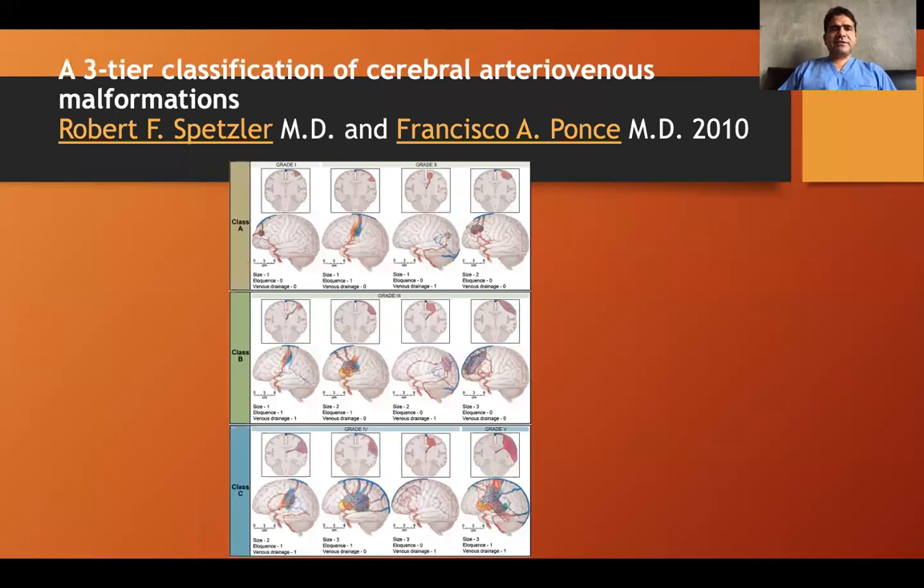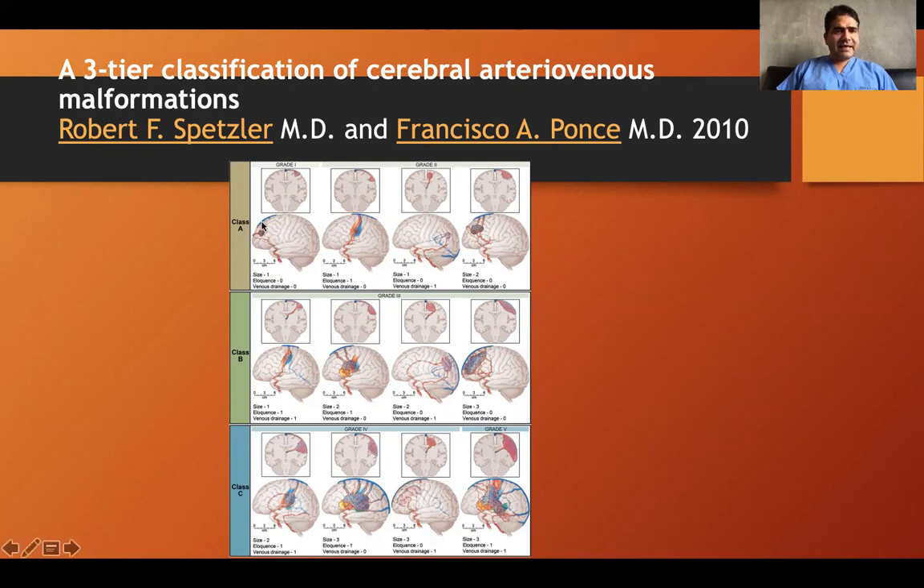Again, there is a 3-tier classification made by Spetzler and Ponce, published in 2010. The authors proposed a 3-tier classification for AVMs, based on the original Spetzler-Martin grading system, and it reflects the treatment paradigm for these lesions. So they have categorized cerebral AVM in 3 groups: class A, class B, and class C.